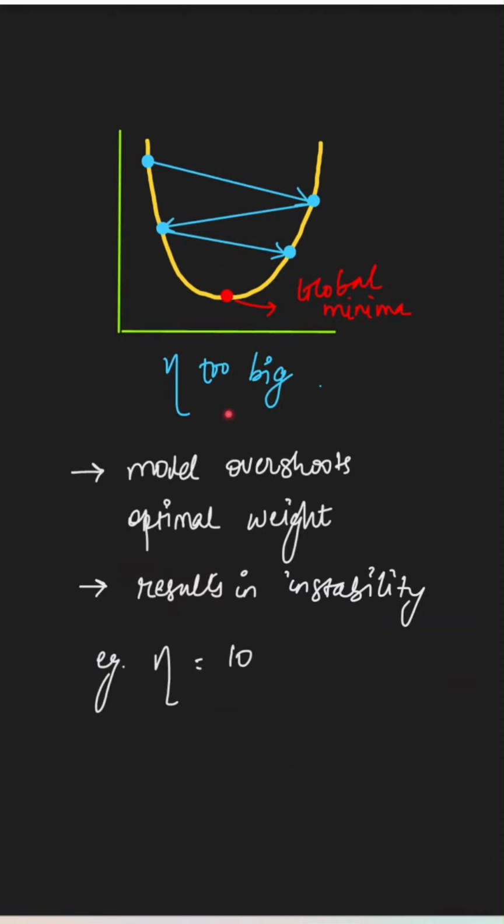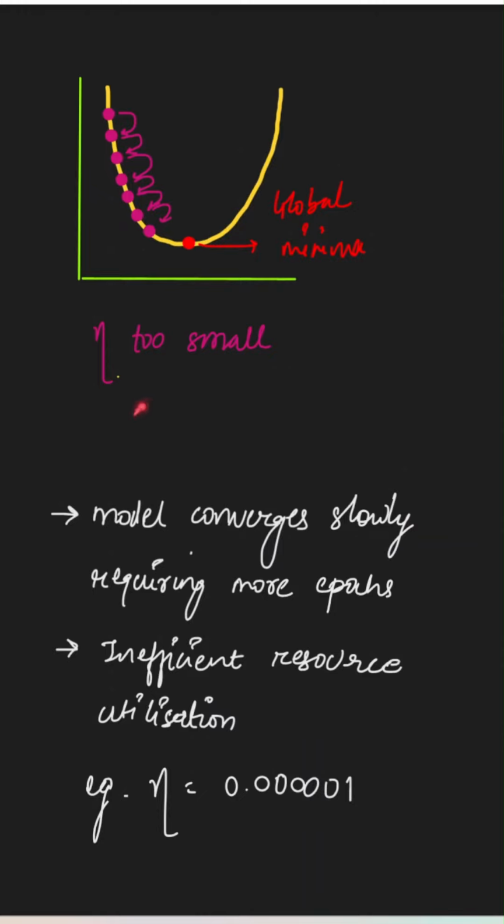So in this case, where we are choosing learning rate to be too big, the model overshoots the optimal weights and it results in instability. A high learning rate would be such as that of 10. And in the second scenario, where the learning rate is too small, our model converges slowly and it requires more epochs. This leads to inefficient resource utilization, and a small eta could be something like 0.00001 being used as a learning rate.